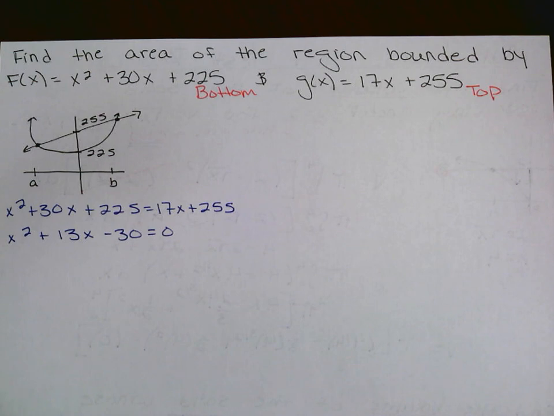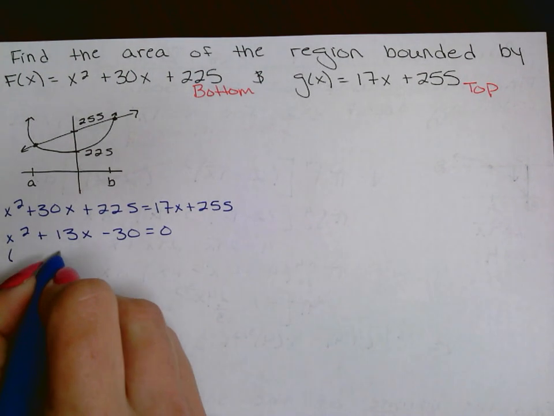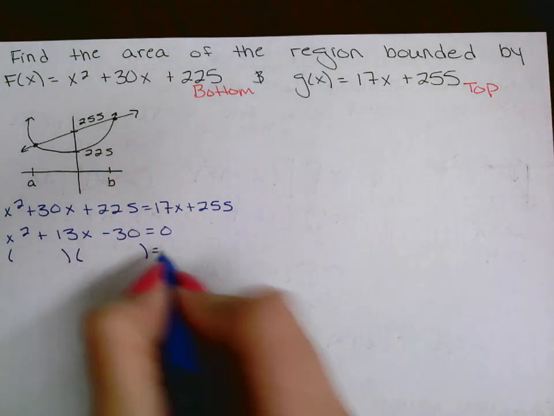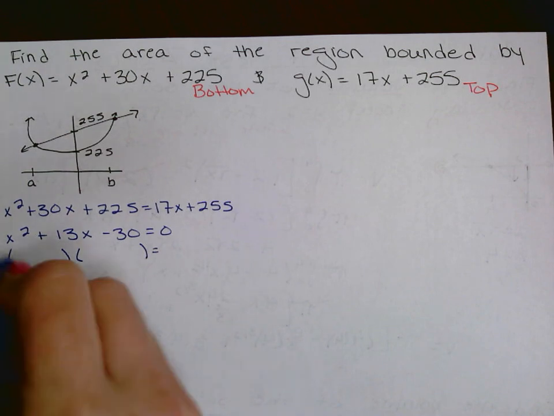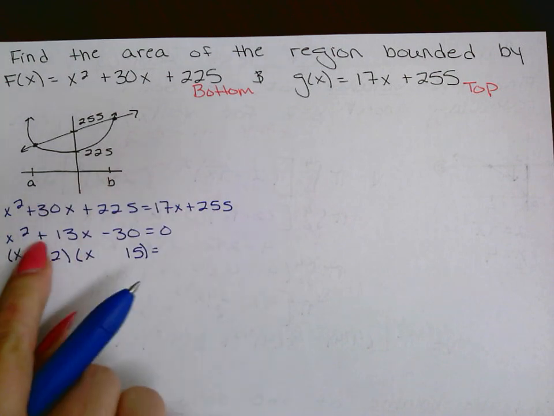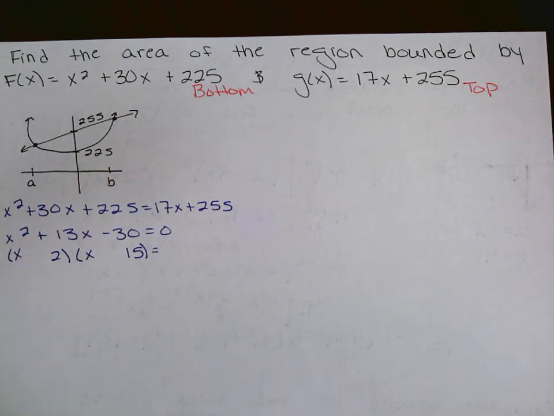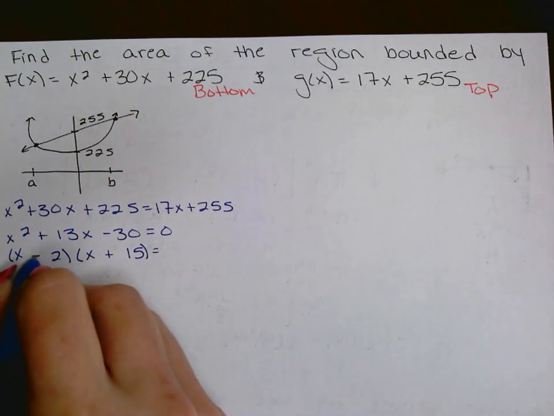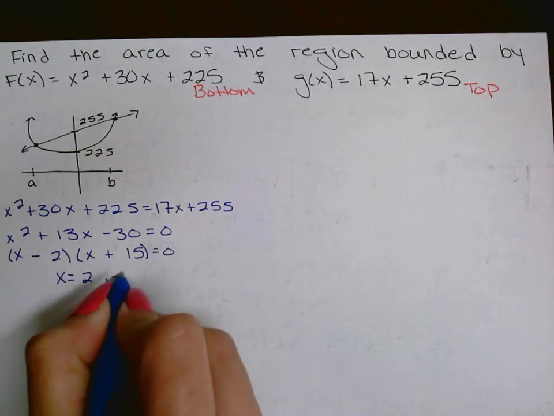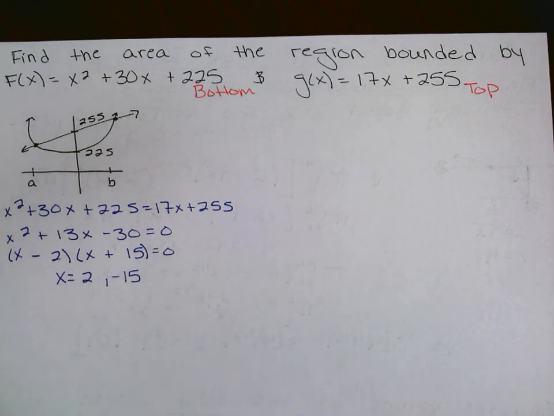We good up to there? Now factor, so you can find your two x's. Two numbers that multiply to give me 30 but combine to give me 13. 15 and 2. If my middle term needs to be positive, who needs to be positive here? The 15. So I have that x equals 2 and negative 15. Okay?